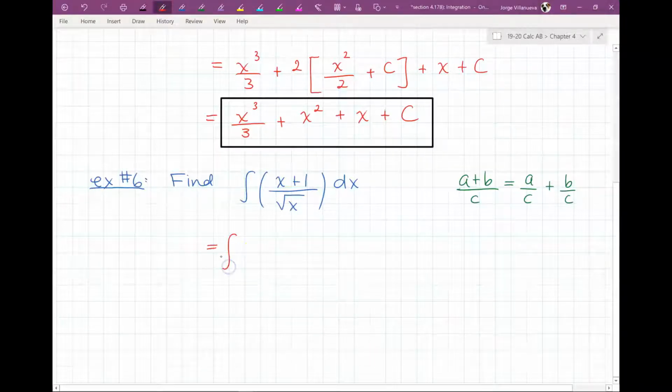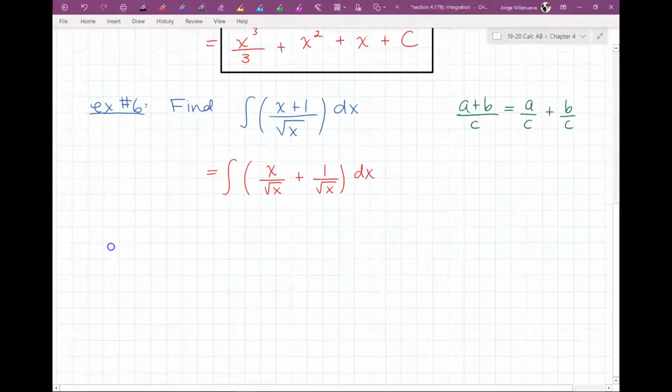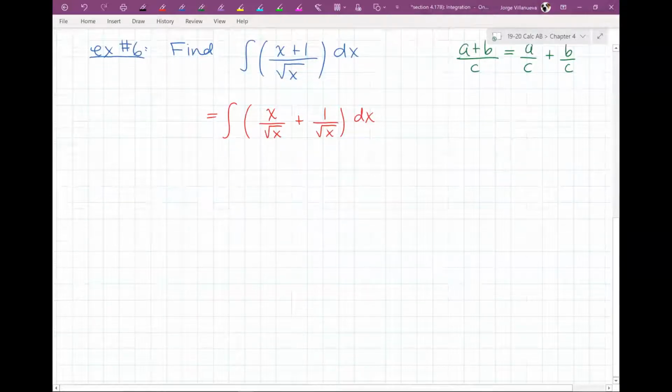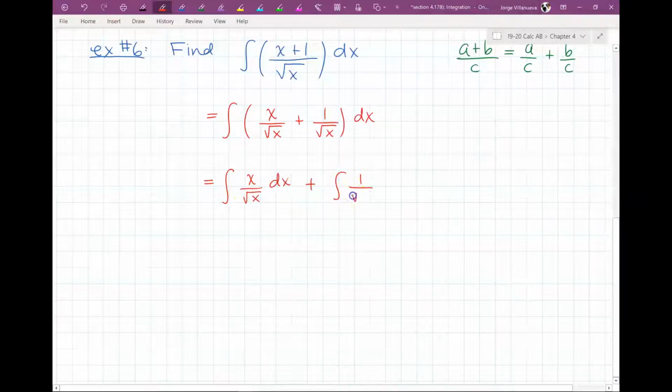I'm going to write the integral of x over radical x plus 1 over radical x dx. Now, according to the basic rules of integration, if you have addition or subtraction inside, you can break it up into two different problems. So I'm going to break it up into x over radical x dx as one of them, and then the integral of 1 over radical x dx. So now I have two problems I've got to work on.